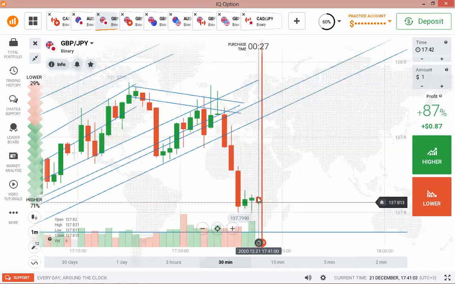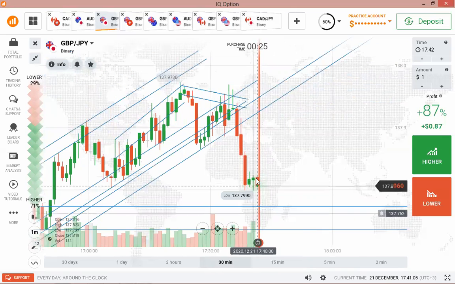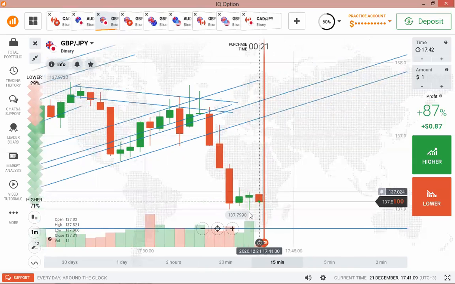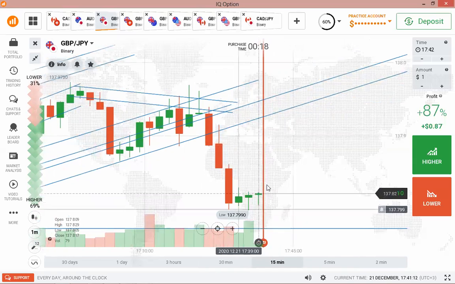So sellers will still enter continuously to this level. There are some leftover buyers and the buyers are exhausted. That's why we see this long lower wick here.